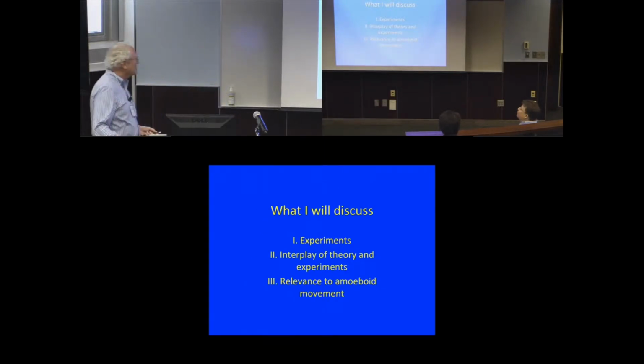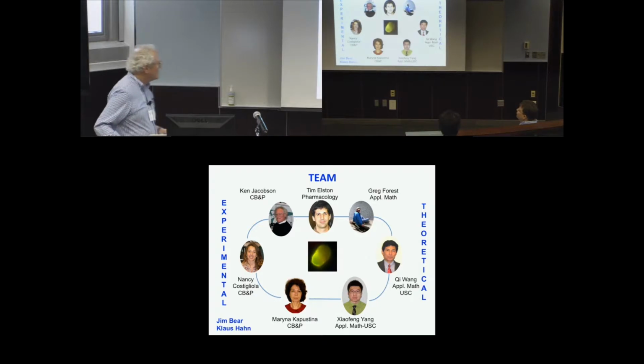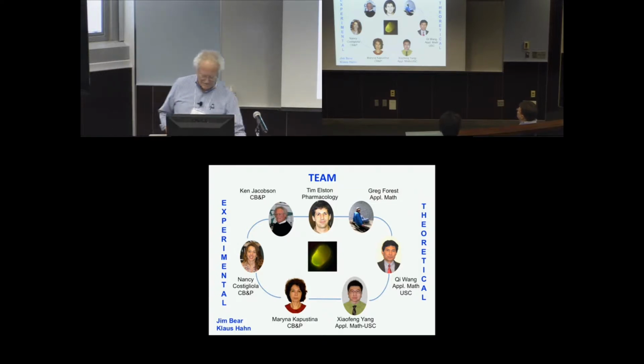So what I'd like to discuss is the experiments, then a little bit on the interplay of theory and experiments, and then a little bit on the relevance to amoeboid movement at the end. So the people who have worked on this are both theoreticians, Tim Elston and Greg Forrest at UNC, Chi Wang and Xiaofan Yang at University of South Carolina. Then the experimental work has been done predominantly by Marina Kapustina and also some by Nancy Castigliola when she was a student in biophysics at our school.